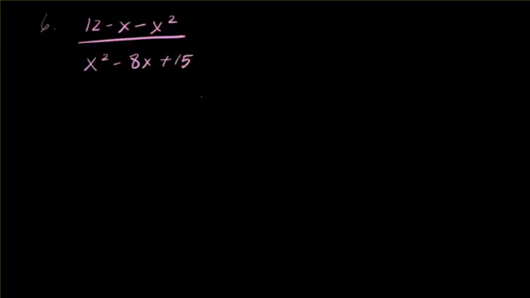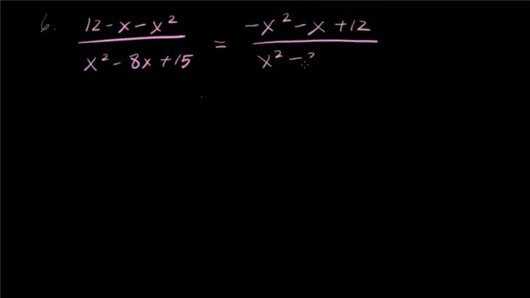Okay, let's go ahead and simplify this rational expression. I see in my numerator that it's not in standard form, so I'm going to put it in standard form: negative x squared minus x plus 12 over x squared minus 8x plus 15. Now, let's take out a negative from the numerator because I don't like this negative being here. So I'm going to take a negative 1 out.